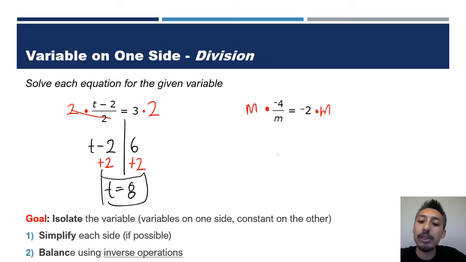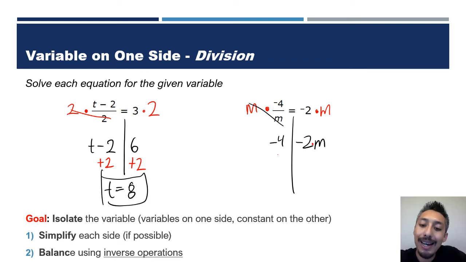And whatever we do to one side, we do that to the other side. So on the left side, you have m divided by m. This is going to cancel out, which means that on the left side, we just have a negative 4. And on the right side, we have negative 2 times m, which is negative 2m. We're trying to get our variable by itself. We have negative 2 times m. The inverse operation of multiplication is division, so we're going to divide both sides by negative 2.